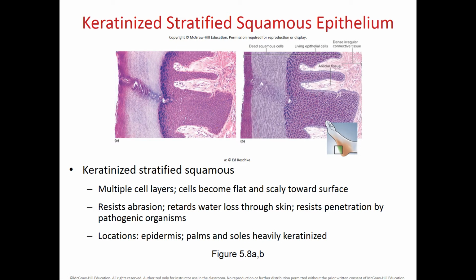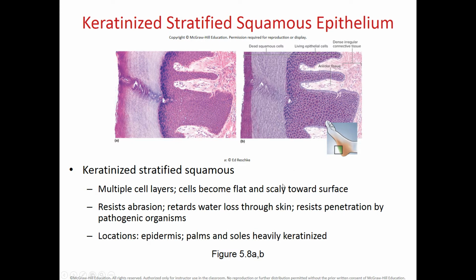So here is keratinized stratified epithelium. So we have several layers of cells here. So this is the skin, and this thick layer that you see here, this is the dead squamous cells that are leaving this keratin. Examples of areas where we have it will be in the skin. In this case, it will be the skin of our soles.